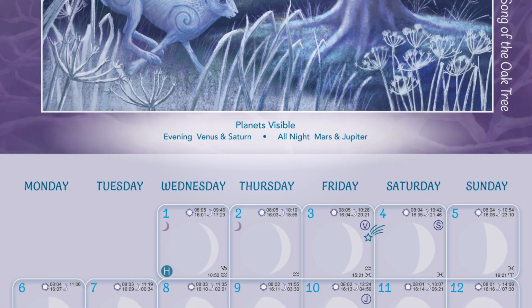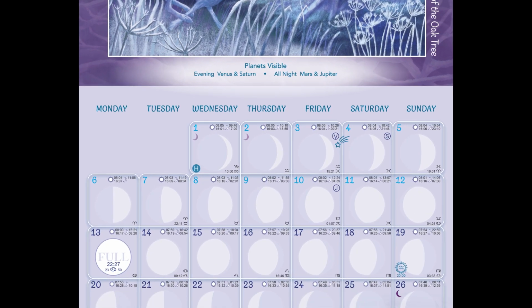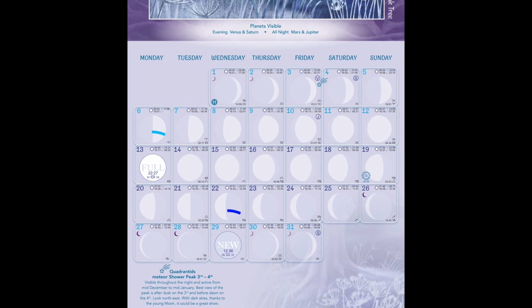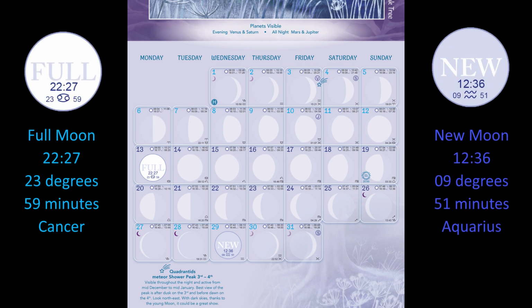On the bottom half, we have the calendar grid. The days of the week go across the top, and each day includes the lunar phase so that you can experience the ebb and flow of the lunar cycle. At each full and new moon, the time, sign, and degree are included.